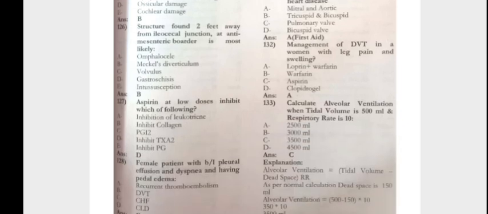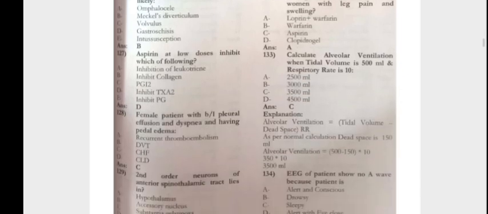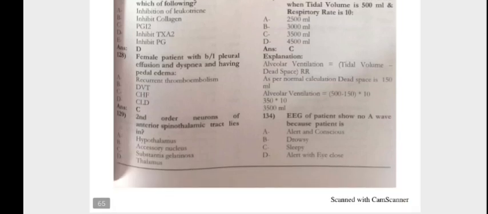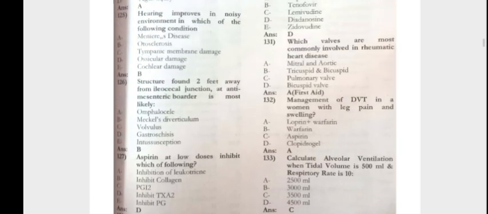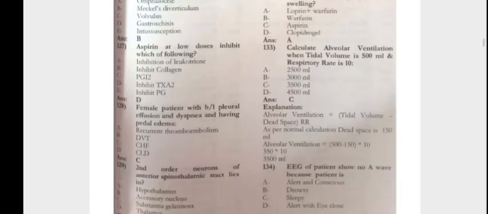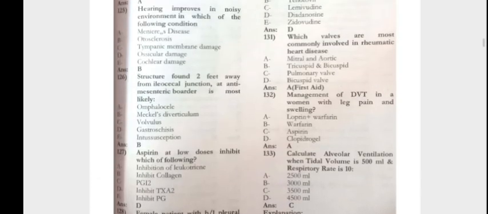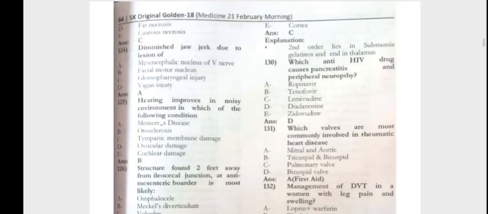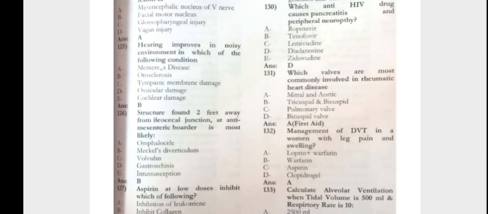Aspirin lower doses inhibit the following: inhibit the thromboxane. A female patient with bilateral pleural effusion, dyspnea, and pedal edema, that is going to be CHF. The second order neurons of the anterior spinothalamic tract lie in the substantia gelatinosa. Next, which anti-HIV drug causes pancreatitis and peripheral neuropathy? That is the didanosine.